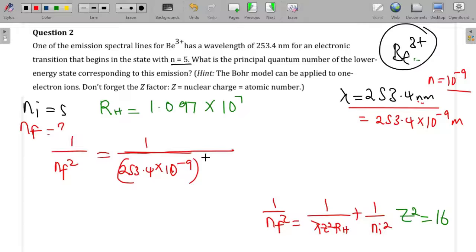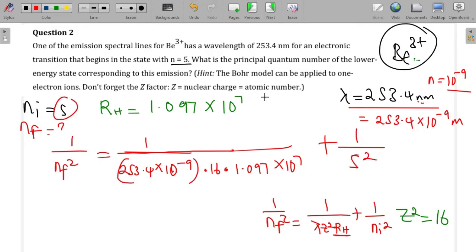Then my z squared, we found it was 16, multiplied by my Rydberg constant, which is 1.097 times 10 to the power 7. And then plus 1 over the n initial, which was just 5, so this will be 5 squared. That's what we have from this formula here. You can all see it.